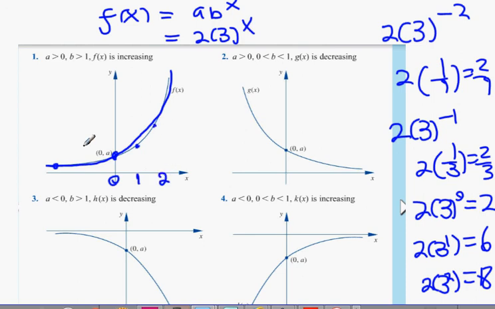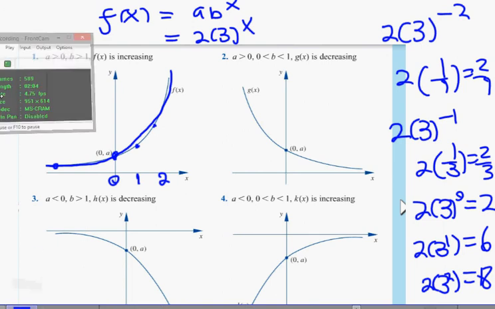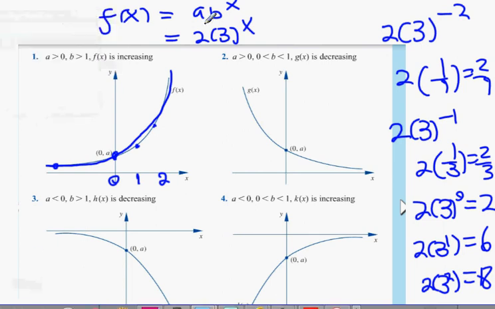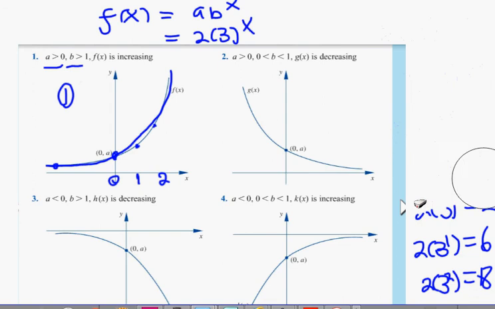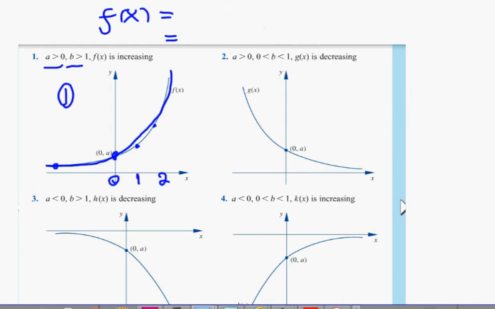You can see that the graph is increasing very quickly because a is a positive number and b is a number bigger than 1. Does everybody get that? The reason why I put down a equals 2 is that we were asked for any number that's bigger than 0, and b is any number bigger than 1. I chose this equation to represent diagram 1. The next thing I'm going to do is show you an equation to represent diagram 2. Now diagram 2 states that a is bigger than 0.